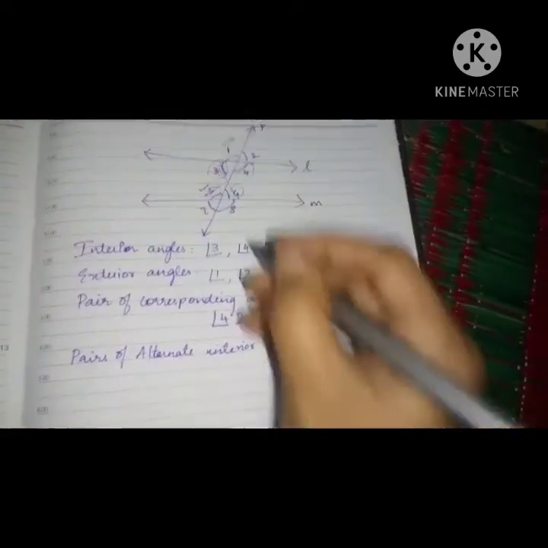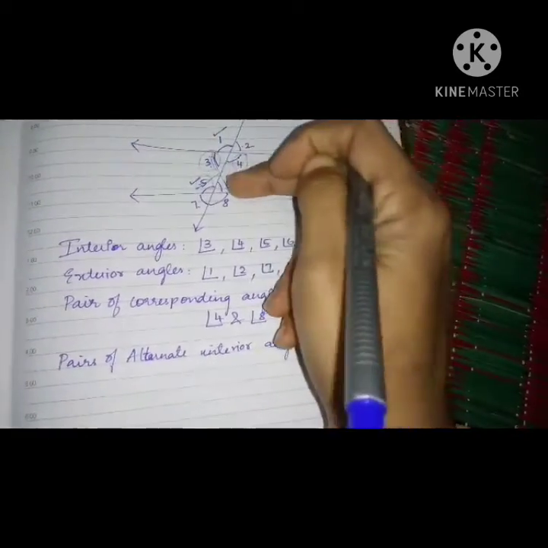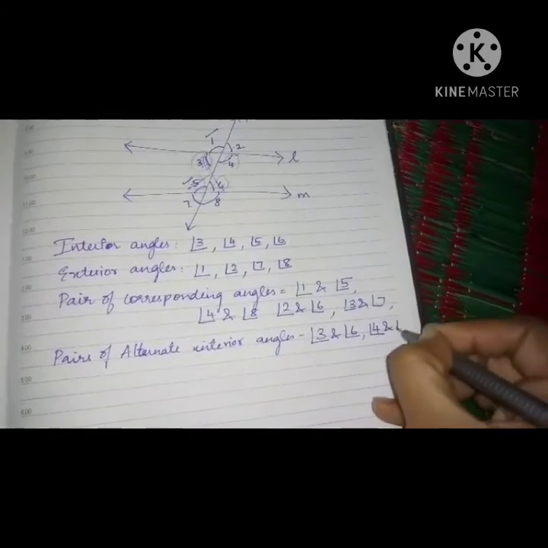The pairs we need: 3 and 6. Angle 3 and angle 6, comma, angle 4 and angle 5.